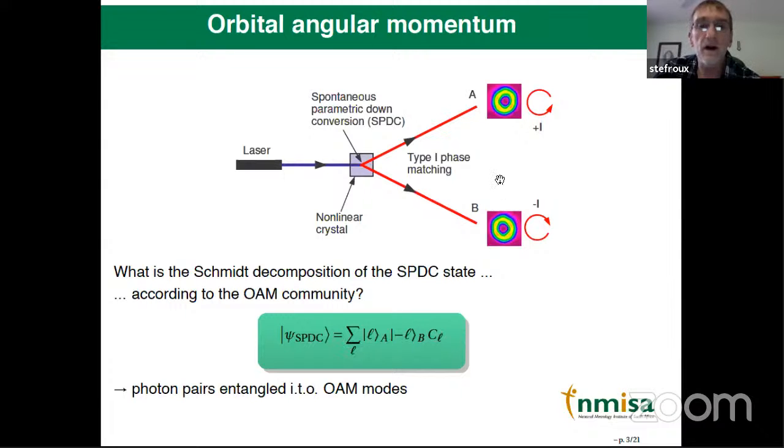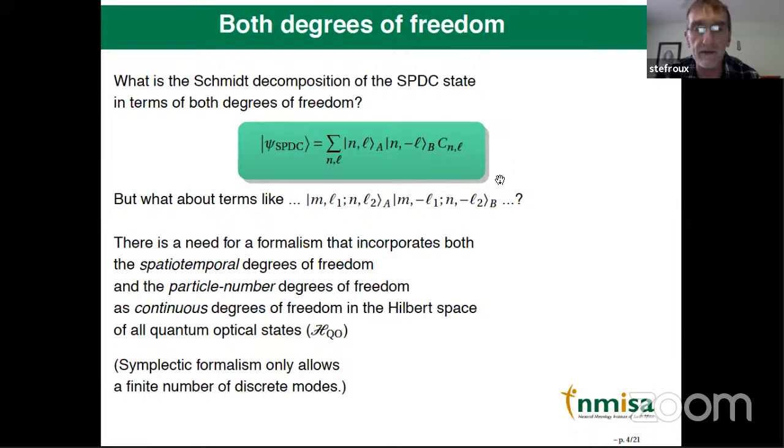So now you can ask, but what if I want to try and combine these spatial temporal degrees of freedom with the particle number degrees of freedom? Then maybe one can suggest something where you have n photons on one side with a particular OAM mode, and on the other side you will have n photons with the opposite mode. But it doesn't take much to realize you can have more complicated situations where you have different modes for separate photons and then the complementary modes on the other side.